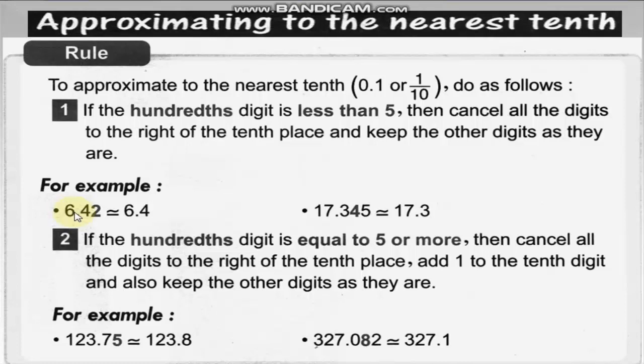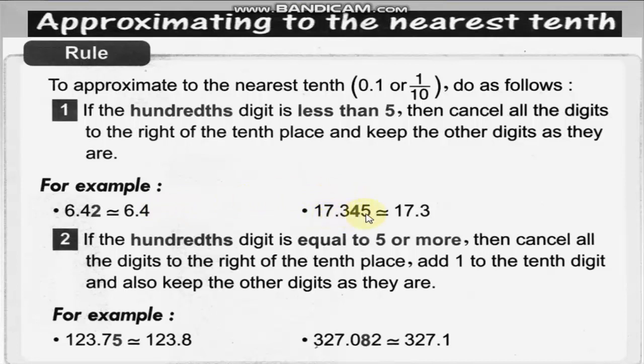For example, 6.42. Approximate to the nearest tenth. Tenth here is number 4. Look at the hundredth. Hundredth is number 2. 2 is less than 5, so we'll cancel it and keep the tenth with its value. So it became 6.4.